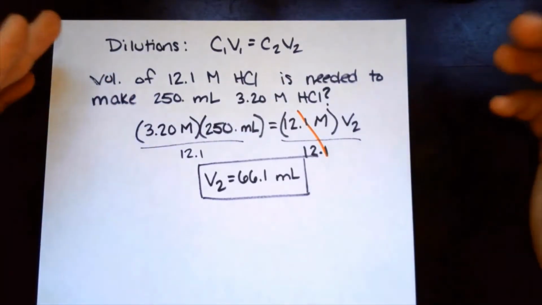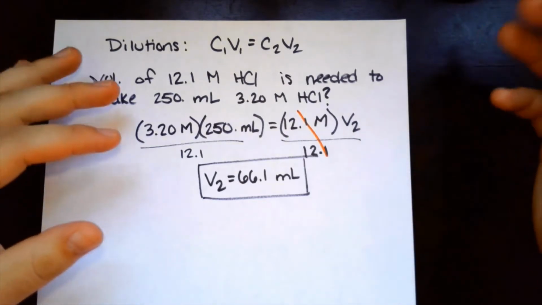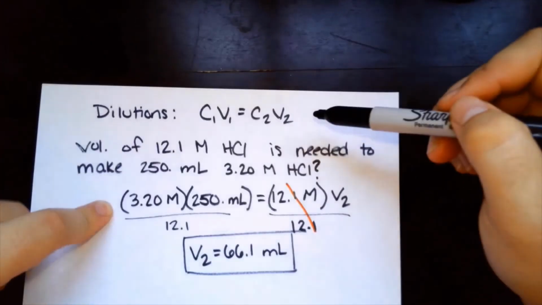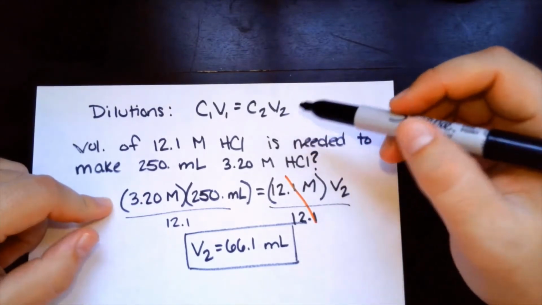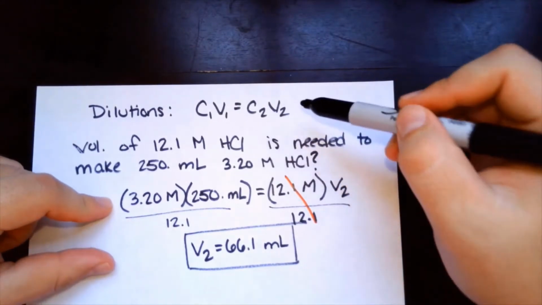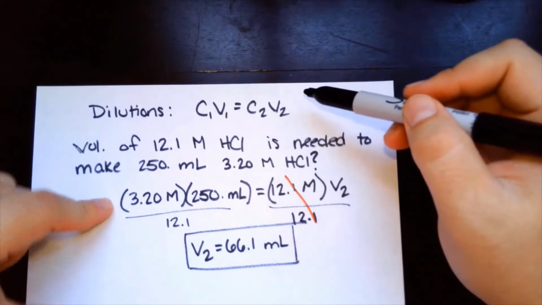You might end up having to look for a concentration instead of a volume, but it's always going to be exactly that. So if you ever see dilution, or if you ever see something saying you're just making something less concentrated, just adding solvent, this is always the equation you need.